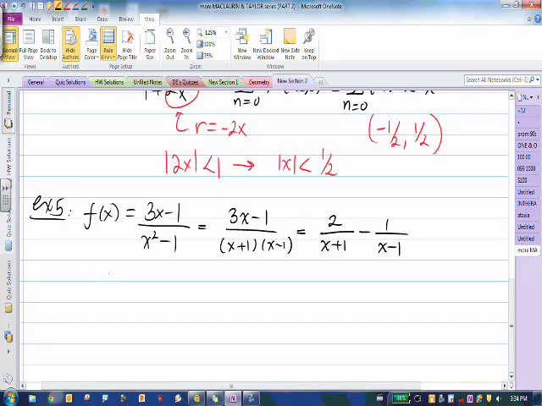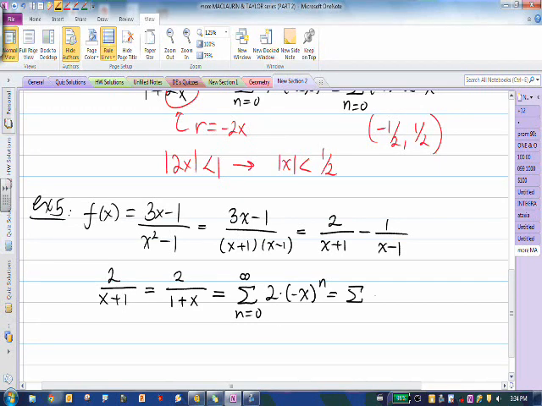So now let's look at each piece. I have the 2 over x plus 1. If I write that out, a is obviously 2, and you should switch it so it's 1 plus x, so it's in the correct form. In this situation, our sigma form is sigma n equals 0 to infinity, a is 2, and then we have negative x to the n, which again you can write as 2, negative 1 to the n, x to the n, from n equals 0 to infinity.